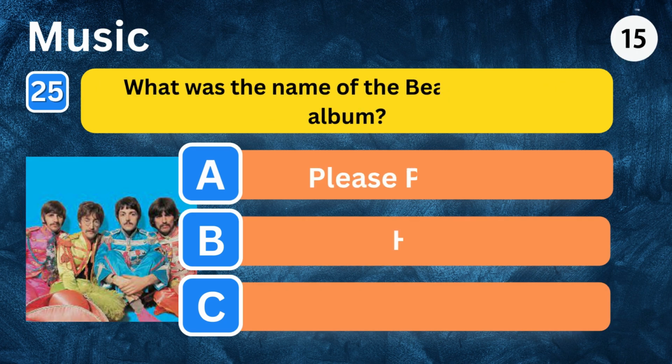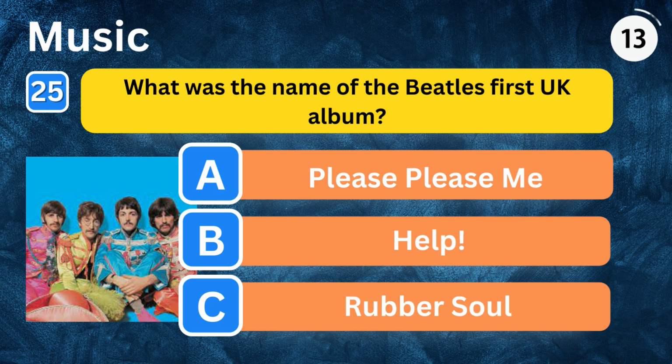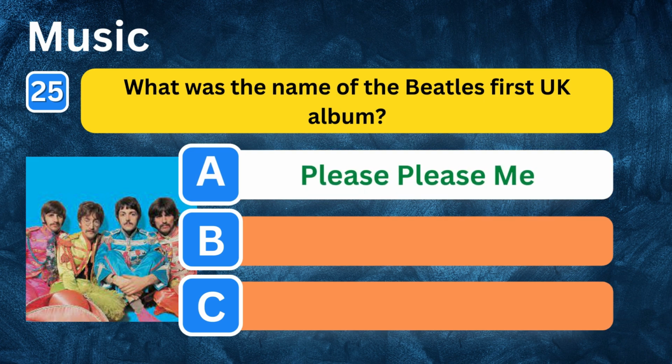Question number 25. What was the name of the Beatles' first UK album? Was it Please Please Me, Help, or Rubber Soul? And the answer was Please Please Me.